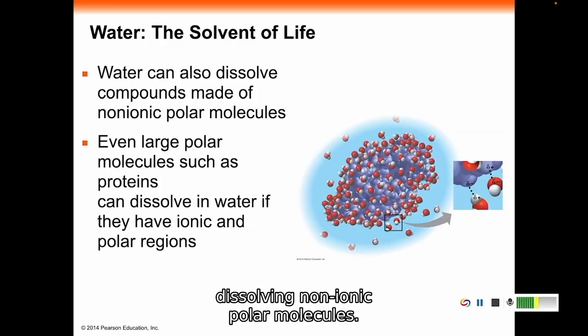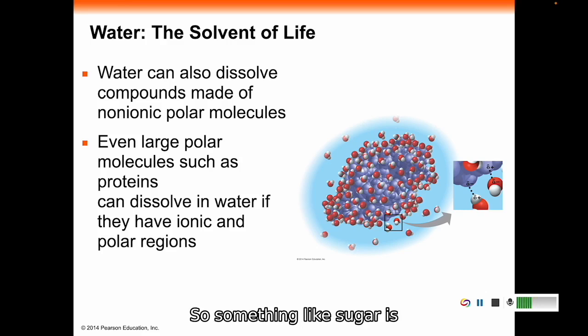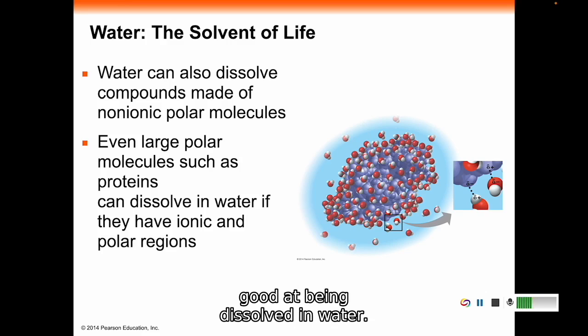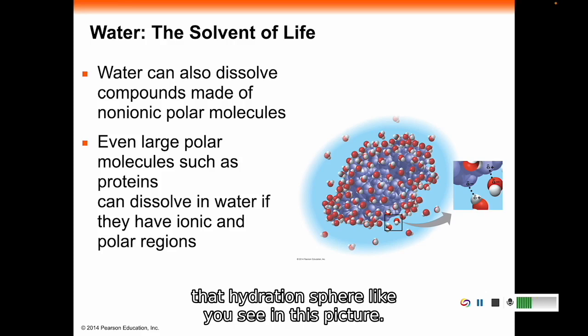Water is really good at dissolving non-ionic polar molecules. So something like sugar is good at being dissolved in water. Even large polar molecules like proteins can dissolve in water if they have ionic and polar regions. So you'll still get that hydration sphere like you see in this picture.